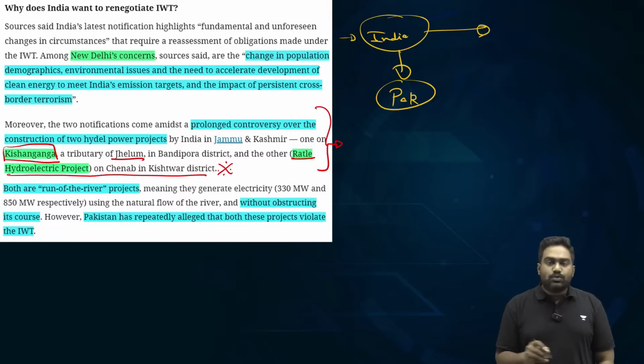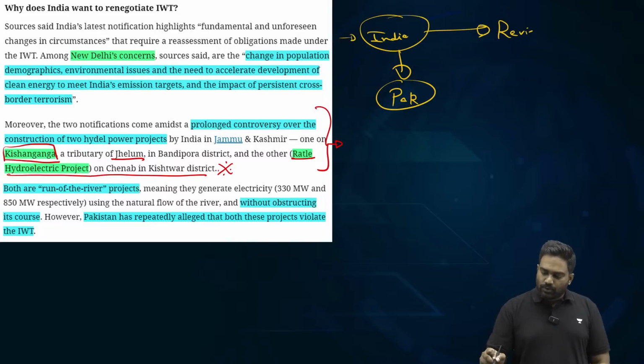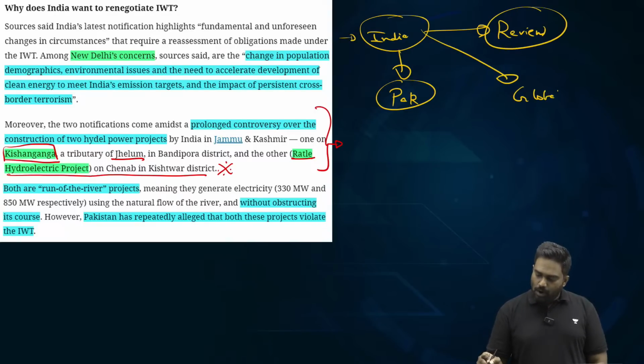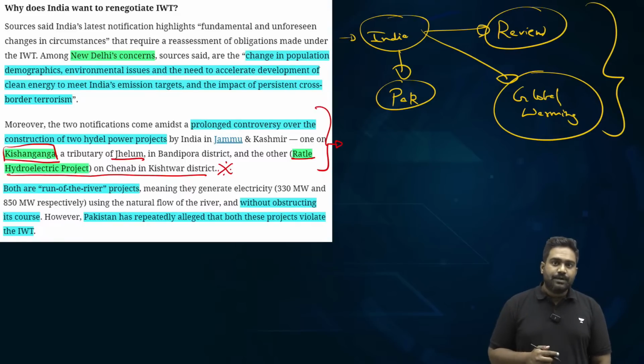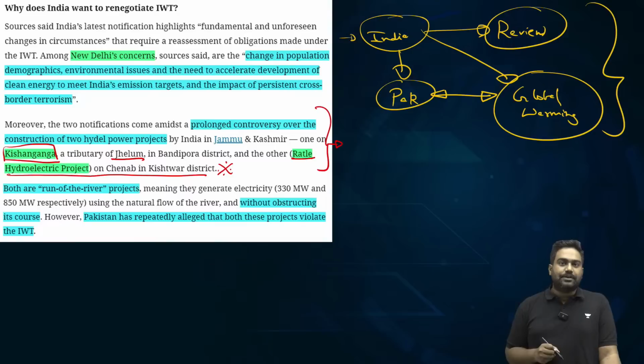And now India has one request: to review the treaty, to revisit the treaty, because there are some genuine concerns created by global warming, climate change, and the changing nature of these rivers. Pakistan has refused to agree to an upgradation of the treaty.